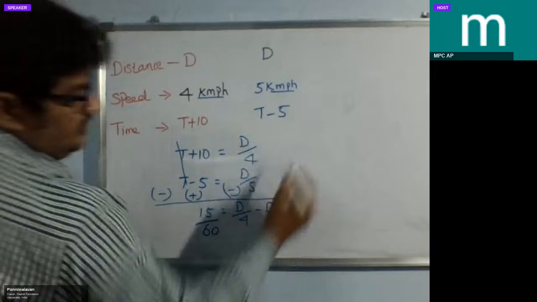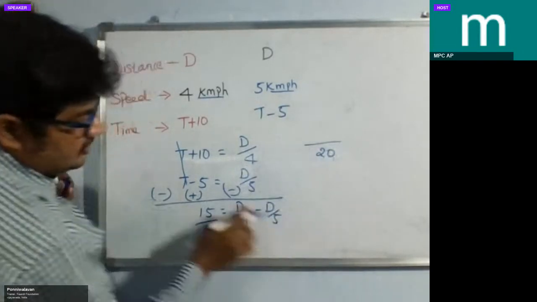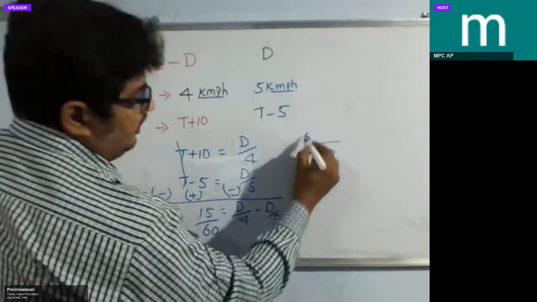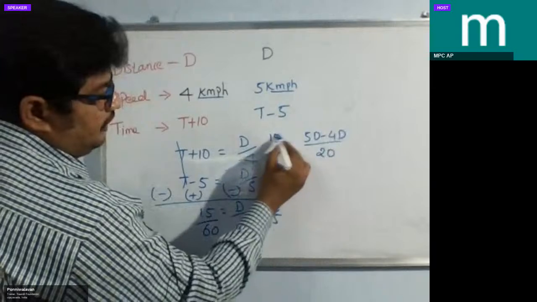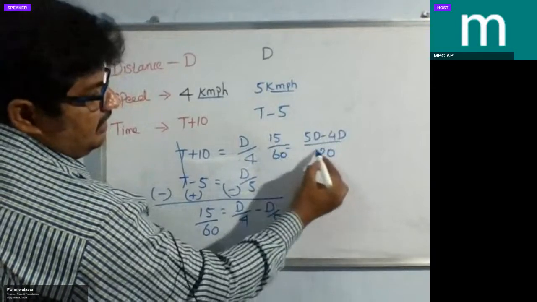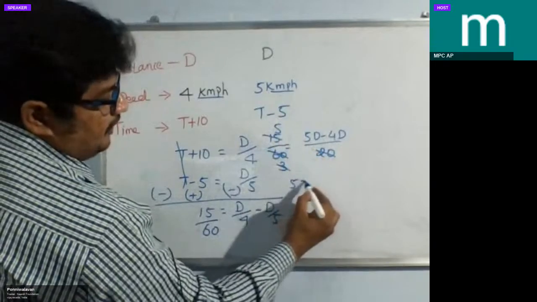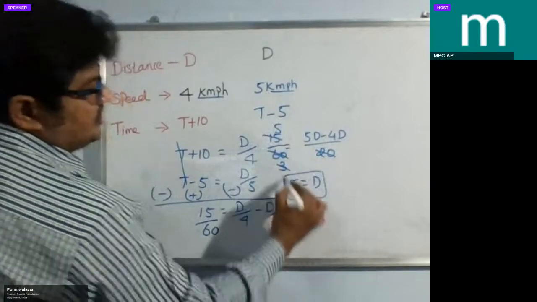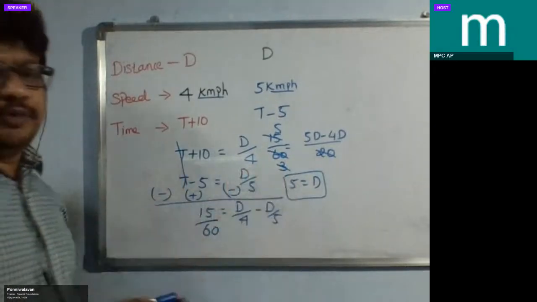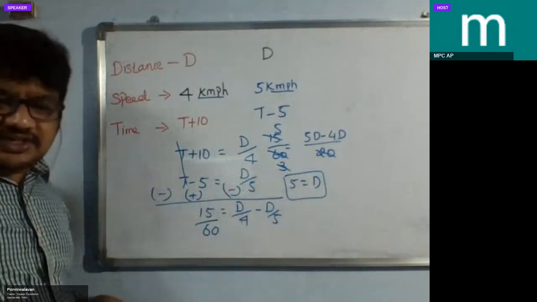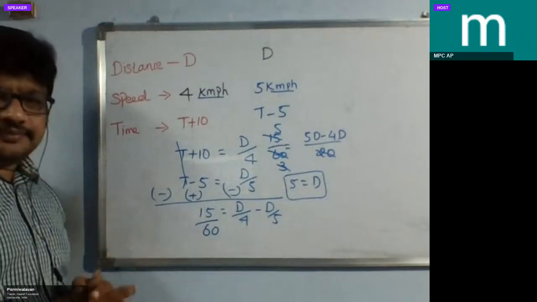Solve the equation. 4, 5, LCM is 20. So this is 5D minus 4D equal to 15 by 60. If you divide, this is 3 times and this is 5 times. So 5 is equal to D. So what is the distance? It is 5 kilometer. Okay, clear?